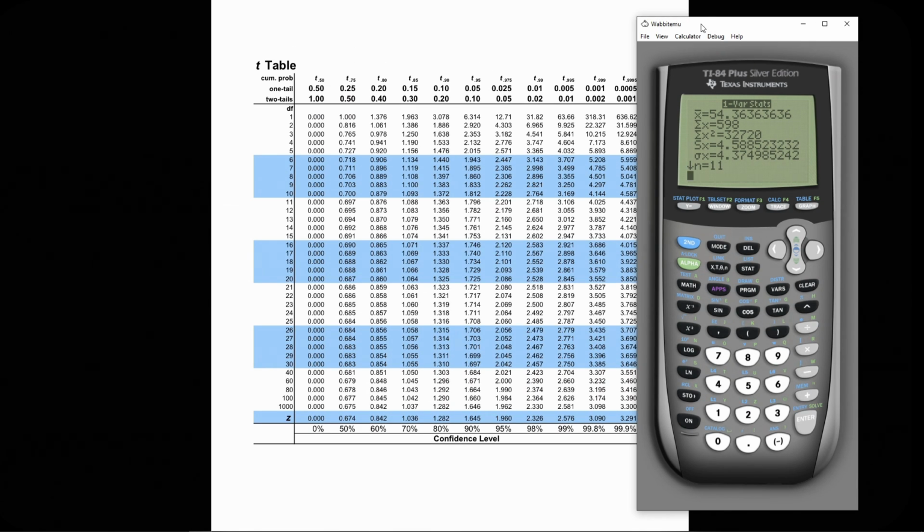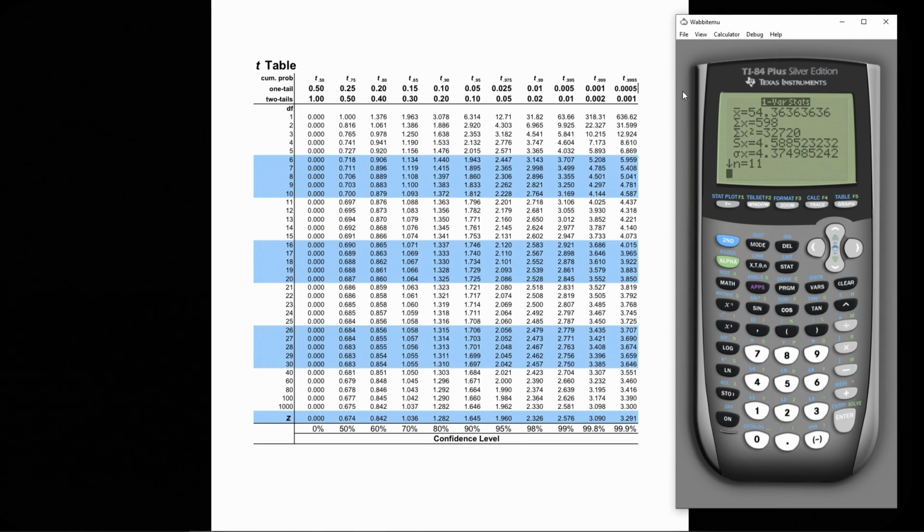I'm covering up the chart a little bit with the calculator. So we go down the two-tail and we look for 0.05. Here it is, and here's 0.025 in the one-tail row. So this checks out with what we're looking for. So now we're going to come down to 10, and we see that the t-score is 2.228. So that's the one we're going to use, 2.228.